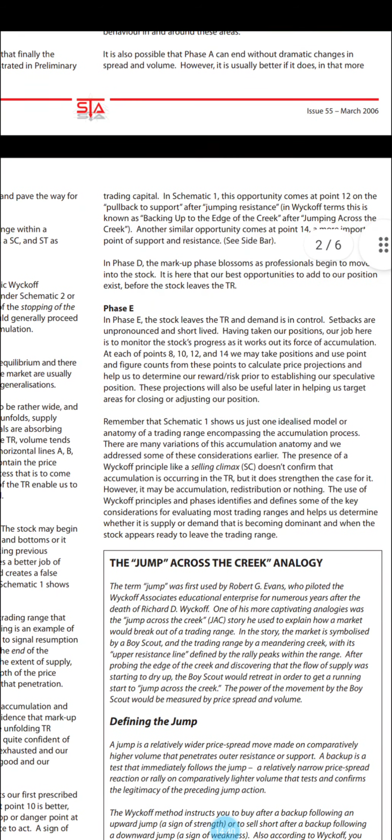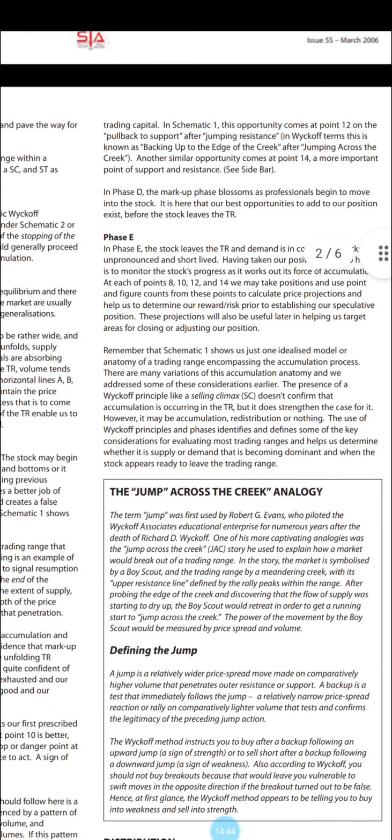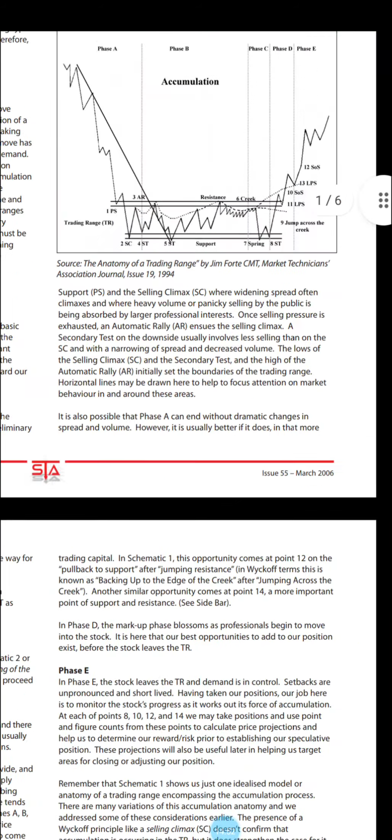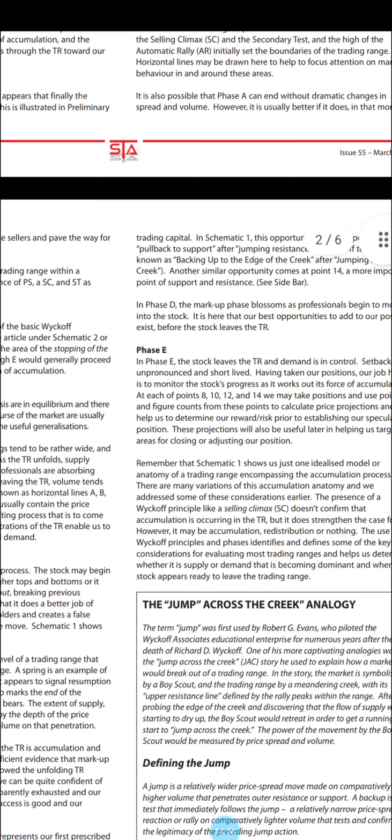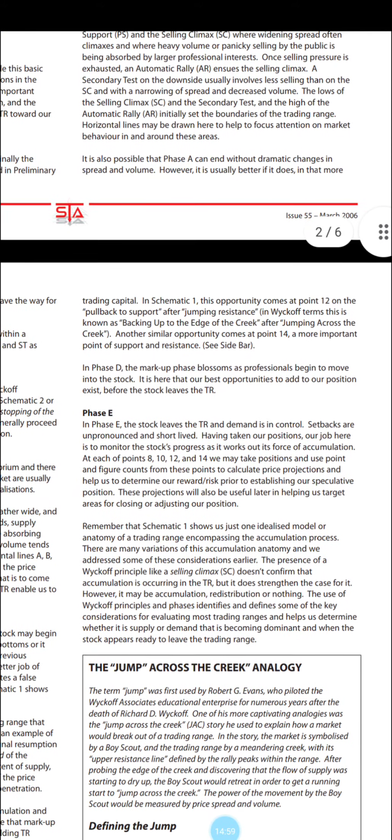so this opportunity comes at 0.12. Pullback to support after jumping resistance. In Wyckoff terms, this is known as backing up to the edge of the creek after jumping across the creek. Another similar opportunity comes at 0.14, a more important point of support and of resistance. See sidebar. Okay, that's going to be farther.